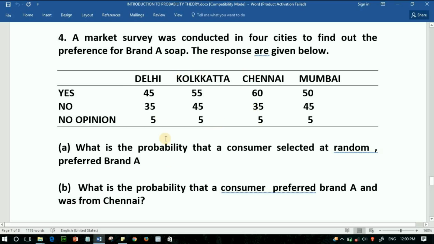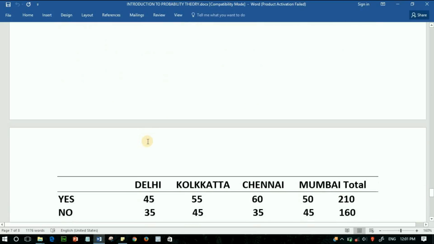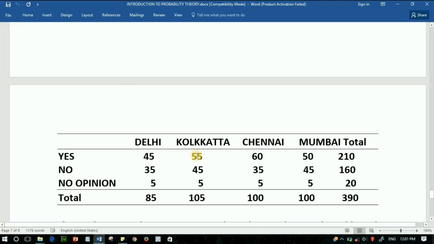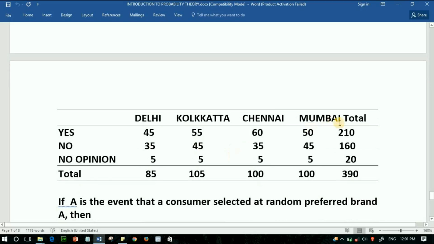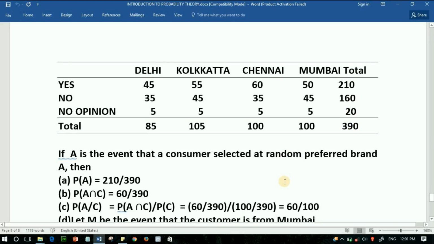Question one: what is the probability that a consumer selected at random preferred brand A? Here also we are doing favorable number of cases by total number of cases. For doing this problem, you have to find out the totals. A is 45 plus 55 plus 60 plus 50, that is equal to 210. So A is the event that the customer selected at random preferred brand A. Then P of A is equal to favorable number of cases 210, and the total number of cases is 390. So the answer is 210 by 390.